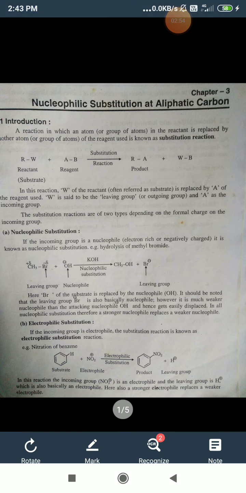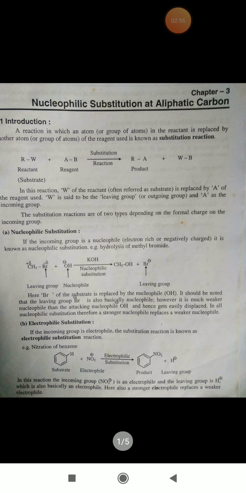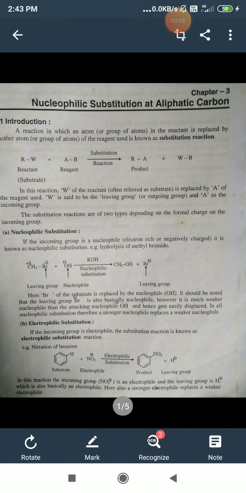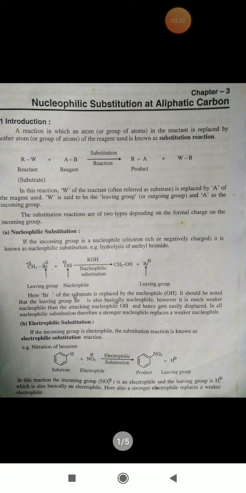It should be noted that the leaving group Br minus is also basically a nucleophile. However, it is a much weaker nucleophile than the attacking nucleophile OH minus and hence gets easily displaced in all nucleophilic substitution. Therefore, a stronger nucleophile replaces a weaker nucleophile.